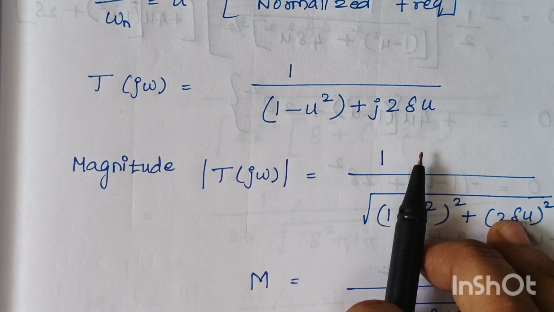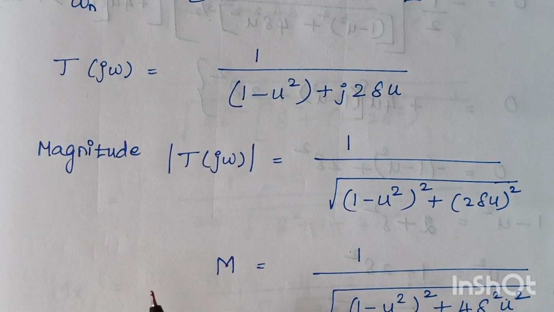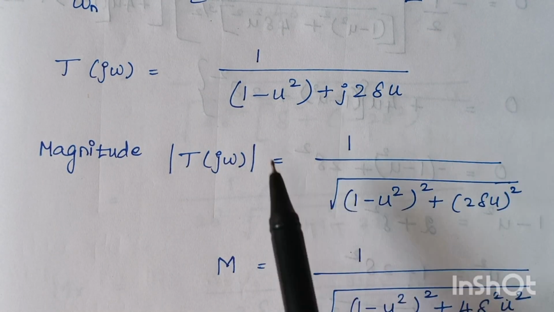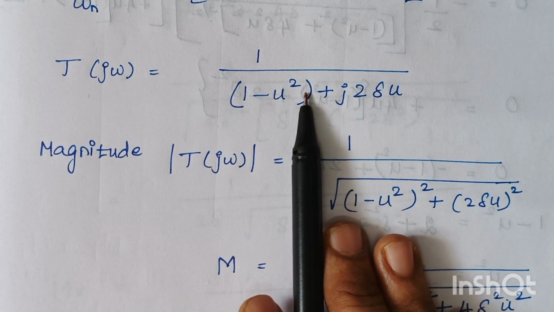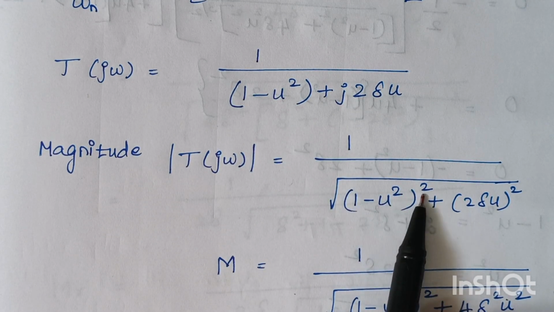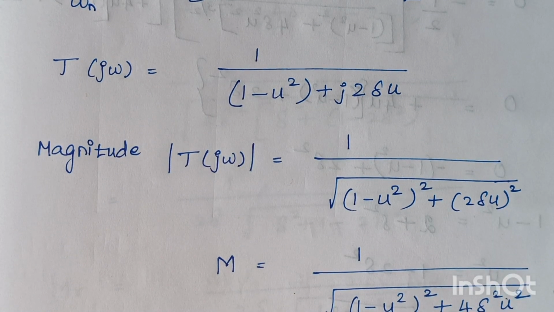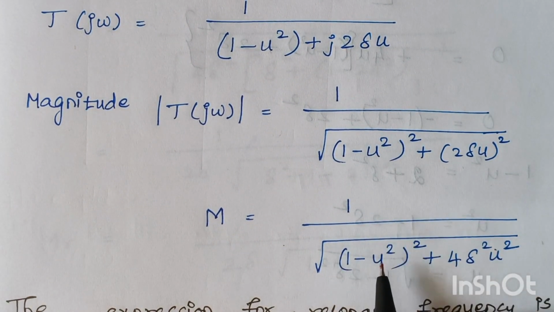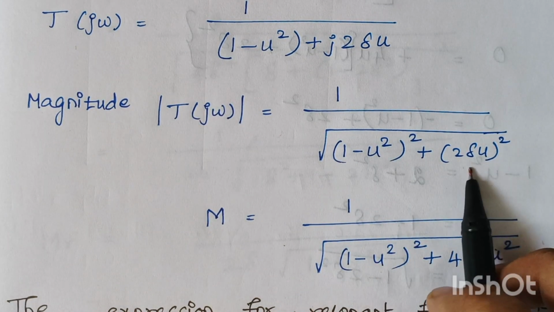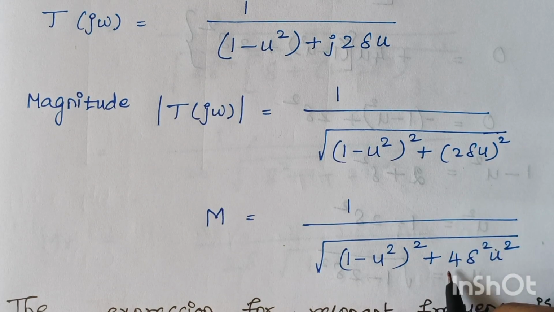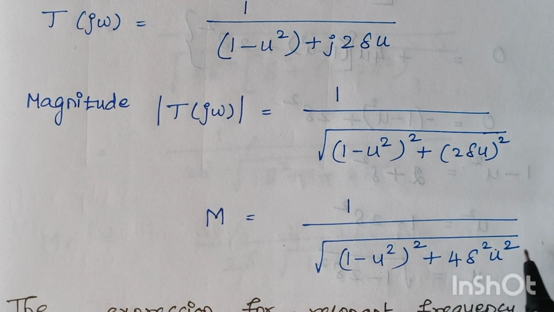For this expression, we are going to write the expression for magnitude. How to write it? We have to take the square root of the squares of the elements inside. So the square root of 1 minus u square whole square, plus 2 zeta u whole square. When you simplify, this first term we are not expanding, we are keeping it as such. And 2 zeta u whole square is 4 zeta square u square.